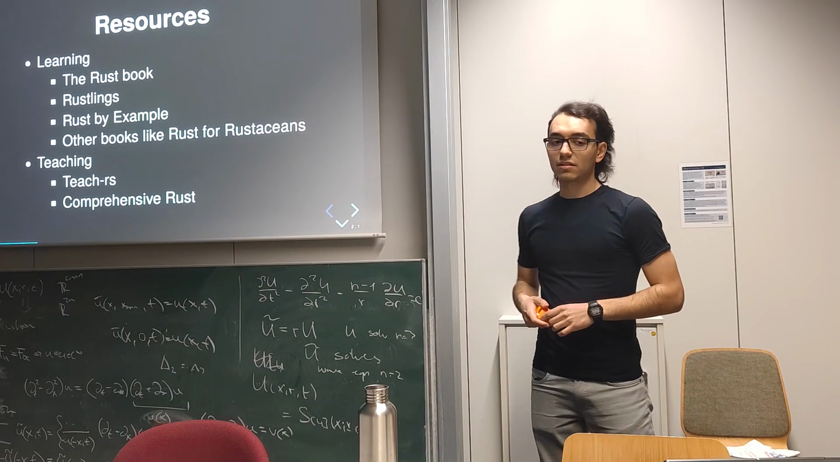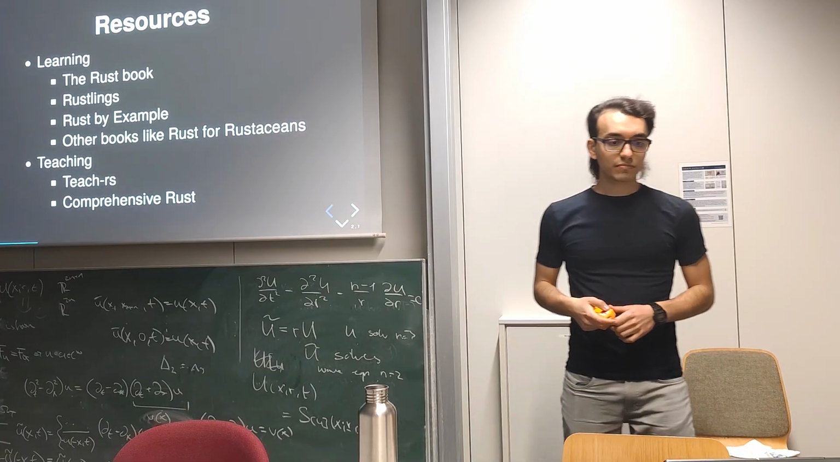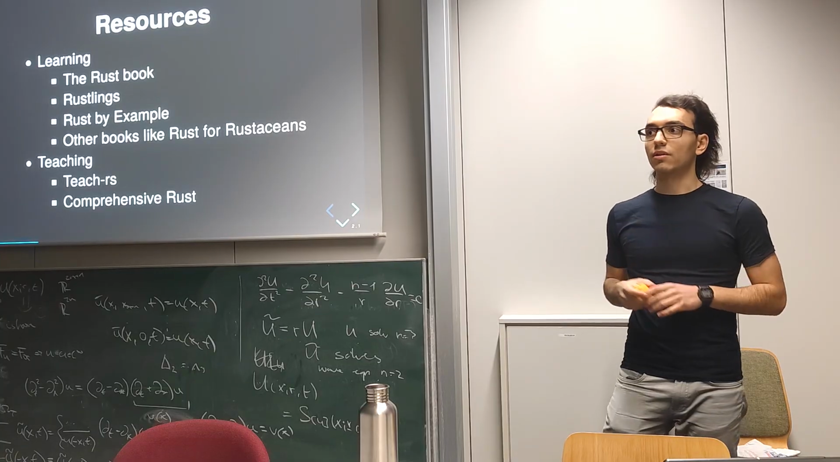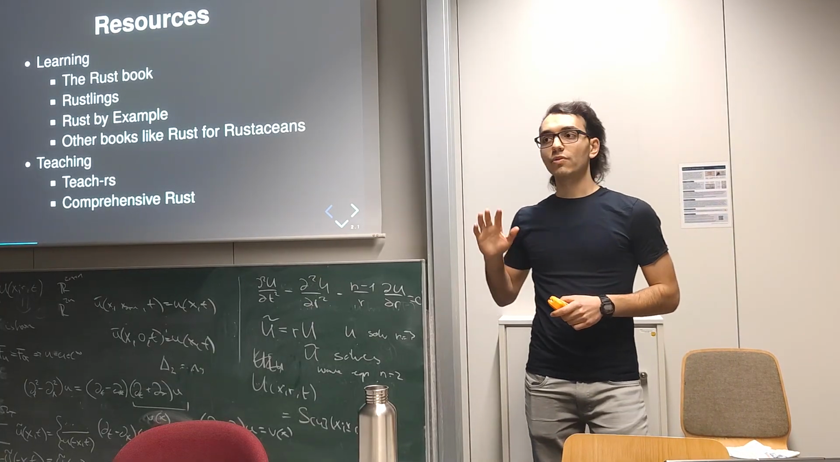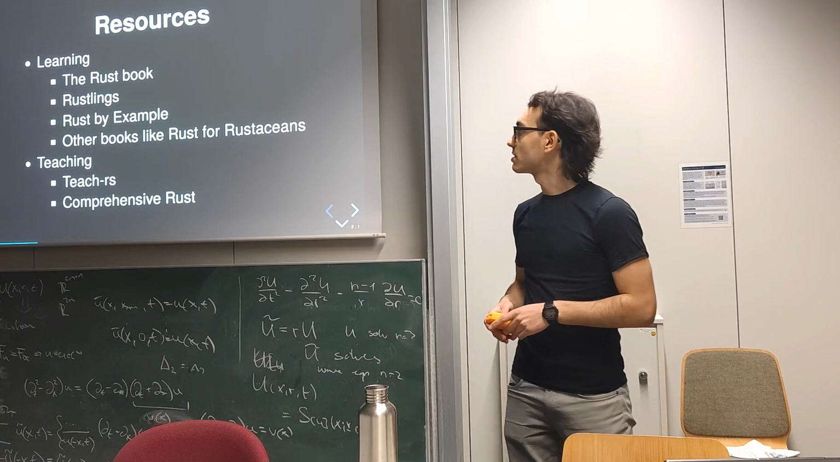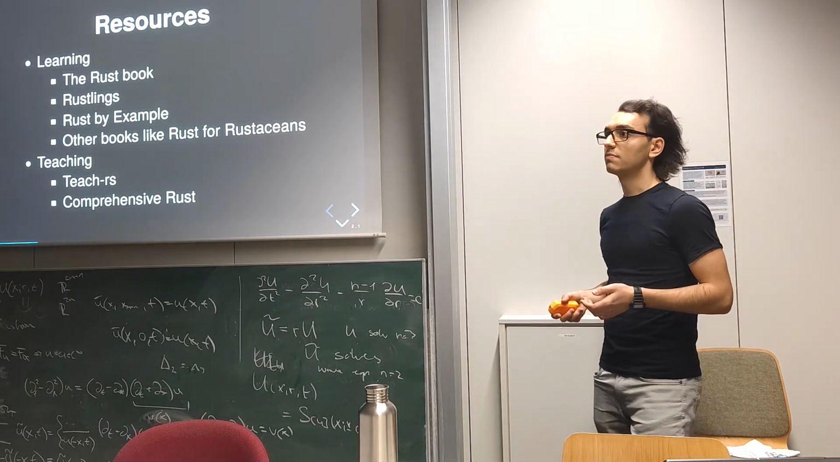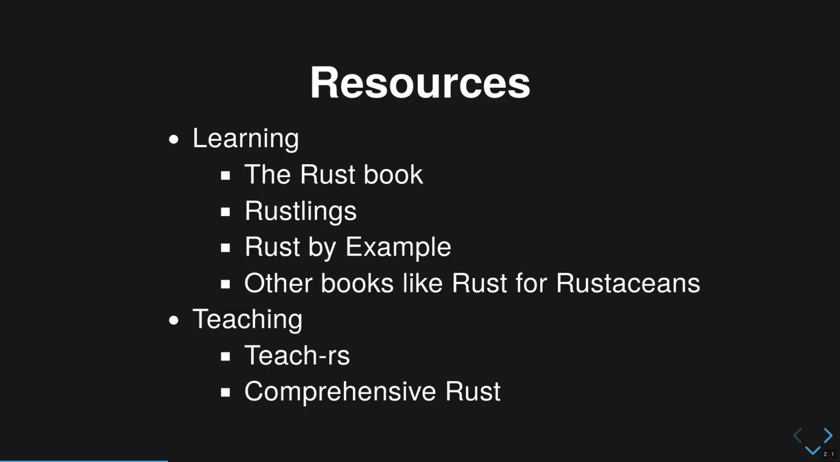And there is also Rustlings, which I just mentioned, so that you can get some practice. The Rust book is rather theoretical. It has some examples, but if you want more examples, then there is also Rust by Example. And finally, there are other books like Rust for Rustaceans, but they are mostly targeted to people that are already familiar with the basics. So I always recommend starting with the Rust book and doing Rustlings along that. And then you can think about continuing with other books.